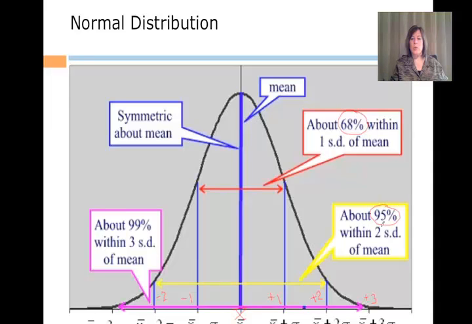95% of the scores will be within 2 standard deviations of the mean, both positive and negative. So that whole area under the curve. And 99% of all the scores will occur within 3 standard deviations of the mean. That's what symmetry in a normal distribution tells you.